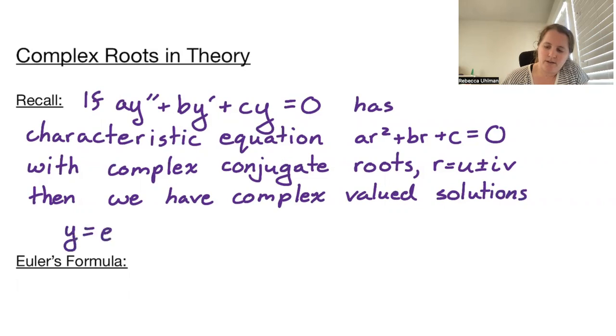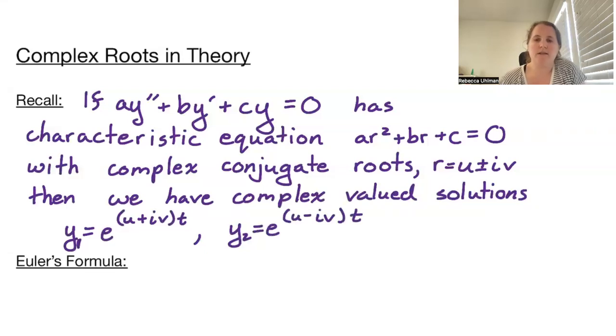y1 equals e to the u plus iv times t (or times x), and y2 equals e to the u minus iv times t. But again, these are complex valued solutions. So the question is, how do we get real valued solutions?